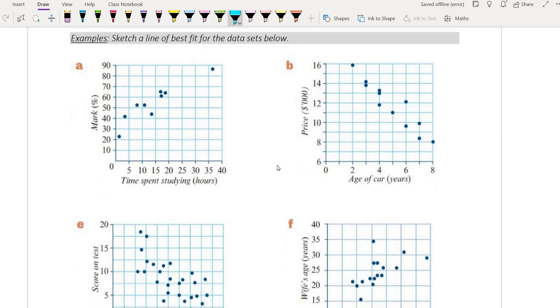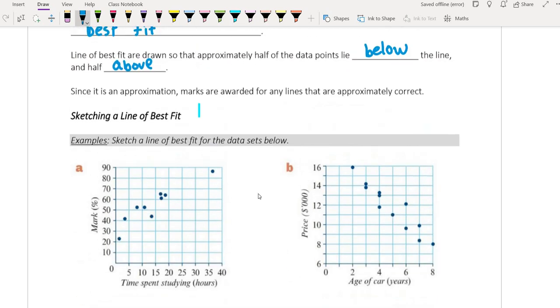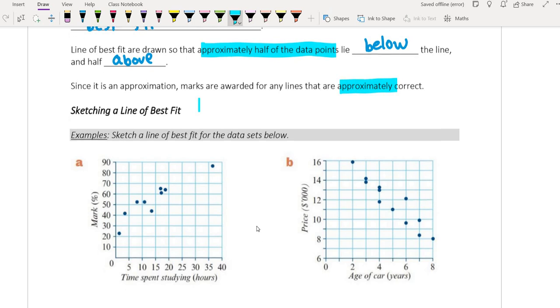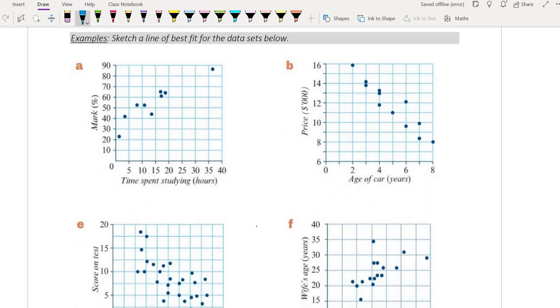So starting with this example here, our goal when we are drawing our line of best fit is to have roughly the same amount of data points below and above the line that we're drawing. We cannot be too precise with this one, so we're approximating our line, but we try our best to be as close as possible. So if we draw a line somewhere along here, although it looks like it's sort of middle of the data, you can see there's more data points that are above the line than below the line.